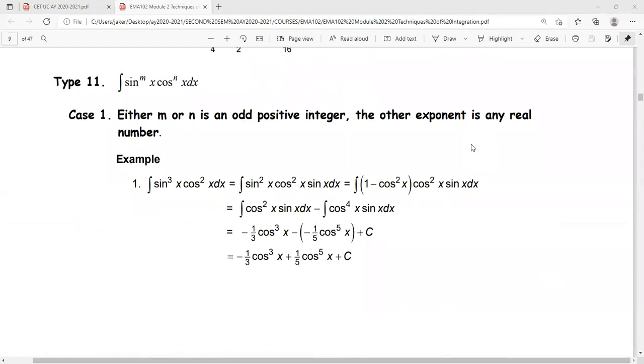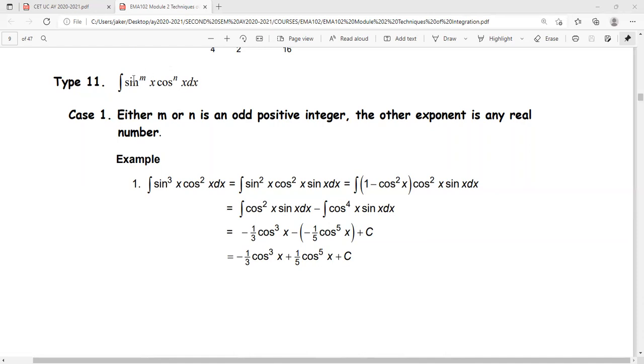So case 1, if you're given an integral containing both the sine and the cosine, is when m or n is odd and positive. So either the exponent of the sine here or the cosine here, representing m and n respectively, are odd and positive. So let's say, for example, sine here is 7, and then cosine, the other exponent, is any real number. So for the other function that goes with the sine, it could be any real number.